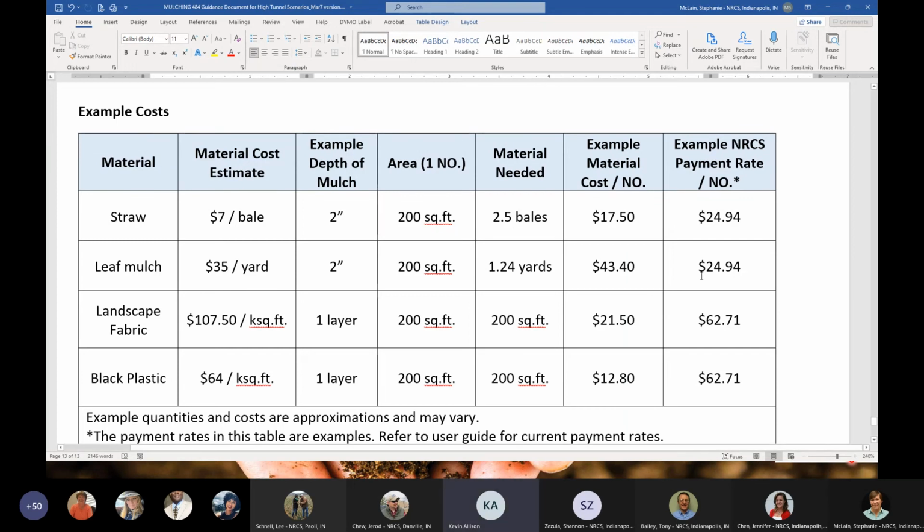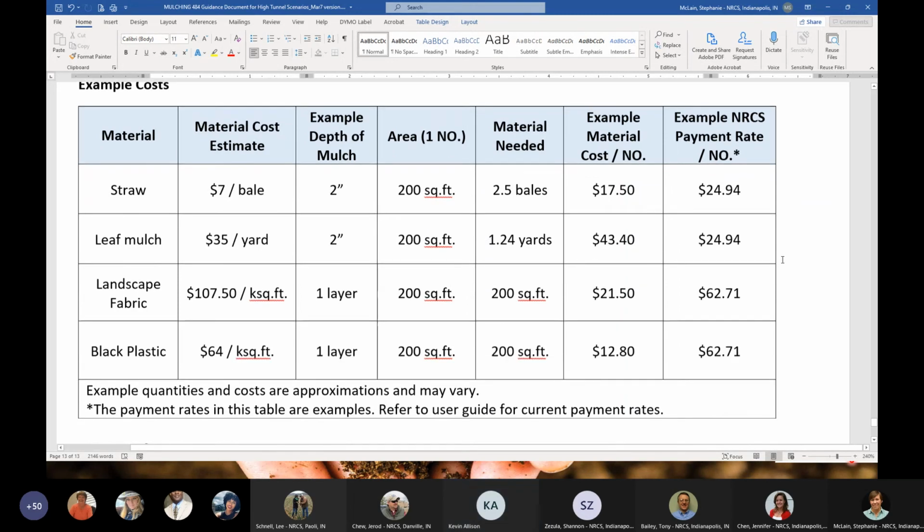Yeah, and just be cognizant too that these are only example material costs. There are different amounts of labor that go into applying each kind of thing. Leaf mulch is much heavier than straw, so you might need some more wheelbarrows, whereas straw might be a little bit easier to spread. Landscape fabric and black plastic might be very easy to spread. So there are just differences in labor that folks should be cognizant of too.